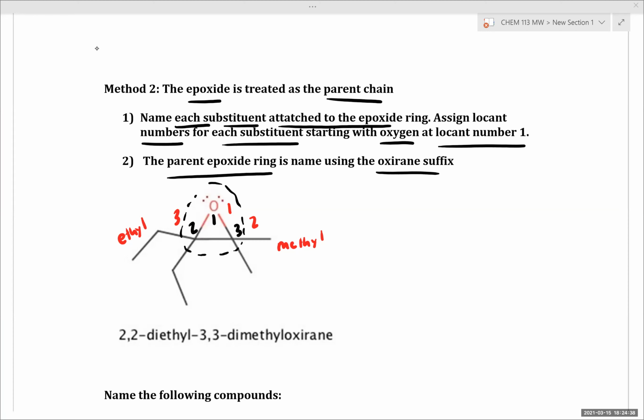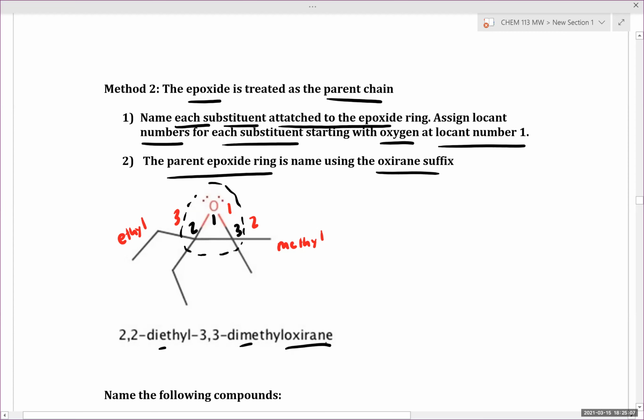But why are we numbering ethyl lower than methyl? As students are noting in the chat, it's based on alphabetical order, right? Ethyl, E, is first before M in methyl. So if there's a tie between priority, you assign the lowest locant number to the first species in alphabetical order. So this would be 2,2-diethyl, 3,3-dimethyl oxirane.